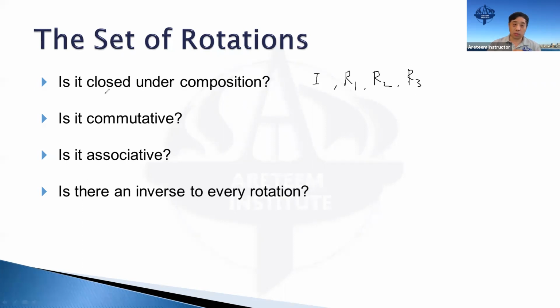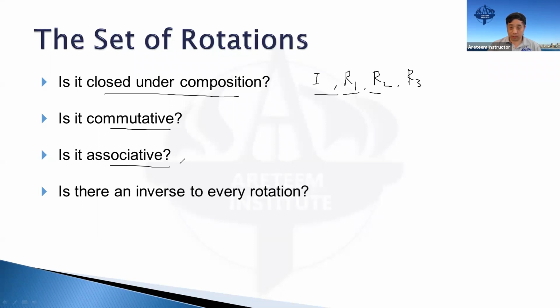Is this closed under composition? Just answer yes or no. Yes, it is closed, because you combine any 2 of them and you go back to this set. We're doing a kind of rotational, modular arithmetic. So it's closed. And then is it commutative? That just means if you take any 2 of these and switch the order, do you get the same answer? Yes, we're adding up multiples of 90 degrees, no problem. Is it associative? Yes or no?